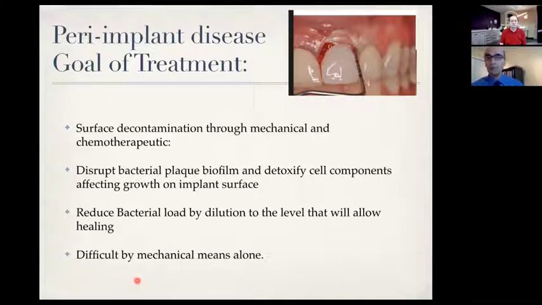So the goal for peri-implant disease treatment is to do surface decontamination and detoxification. Implant is different from tooth because you can do root planing and scaling around the tooth, and you can end up with a pretty smooth and glassy surface around your teeth, as opposed to implants, which are extremely porous, and many companies are going toward medium rough surface implants to provide better bone to implant contact. As a result, when you get exposed threads and peri-implantitis, it's almost impossible to get rid of the biofilm on your implant surface. But the goal is to reduce the bacterial load by dilution to the level that will allow healing, and that's the goal. And it's very difficult by mechanical means alone.